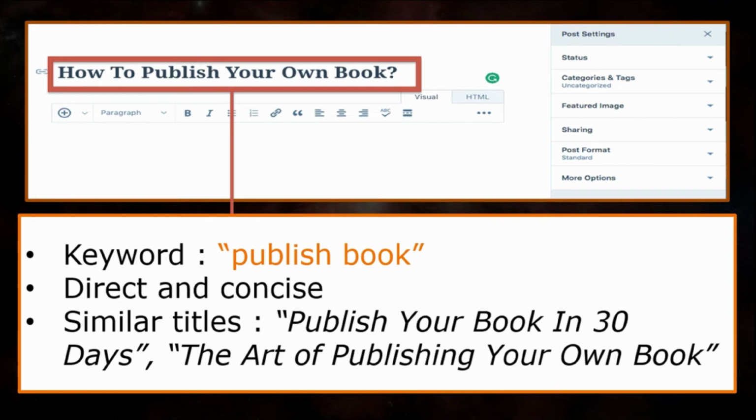Say you have a blog post in WordPress. In it, you have a post that talks about how to publish your own book. The most important keyword lies in your title. Would you write your title differently? Yes. You may, but keep in mind that you'll need to be direct and concise. Something like publish your book in 30 days or the art of publishing your own book. Similar keywords are maintained in both titles, publish, book.